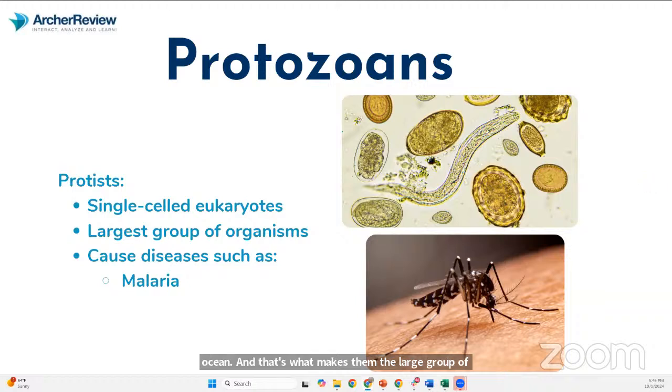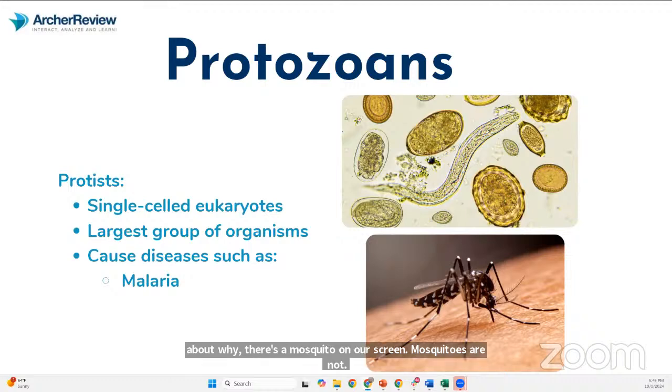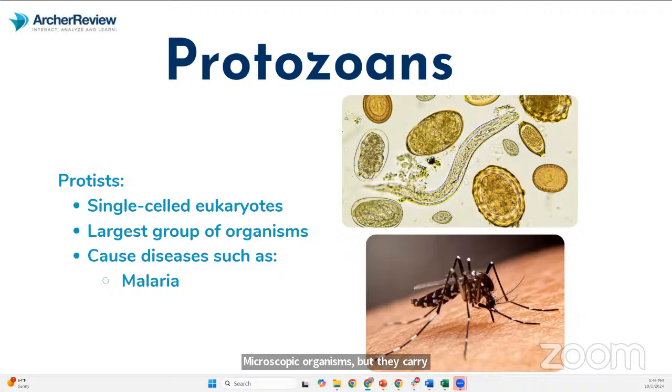And I want to be very clear about why there's a mosquito on our screen. Mosquitoes are not microscopic organisms, but they carry those microscopic organisms, such as what's in the picture above it. And when a mosquito bites you, they inject a little bit of a numbing agent so that you don't feel them biting you as much. And in that numbing agent, they can pass the protist, and that is what then finishes its life cycle and causes malaria. So please don't assume that a mosquito is a microscopic organism. Definitely not.